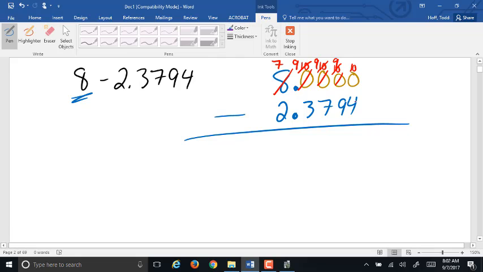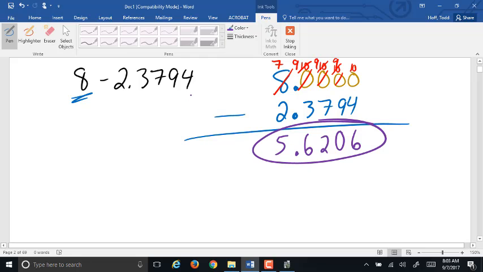Now we can subtract. 10 minus 4, 6. 9 minus 9, 0. 9 minus 7, 2. 9 minus 3, 6. Decimal point comes down. 7 minus 2 is 5. There are a lot of shortcuts you may have been taught for doing that. If you have one that you remember and it works well, that's fine. But this is the long way, which isn't that bad, of doing that.